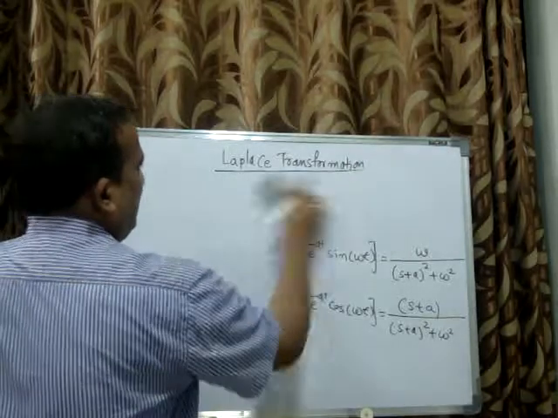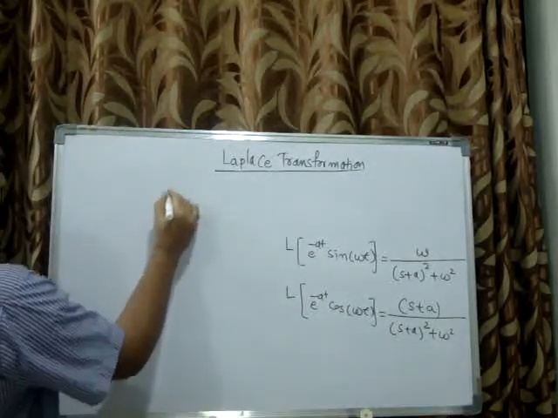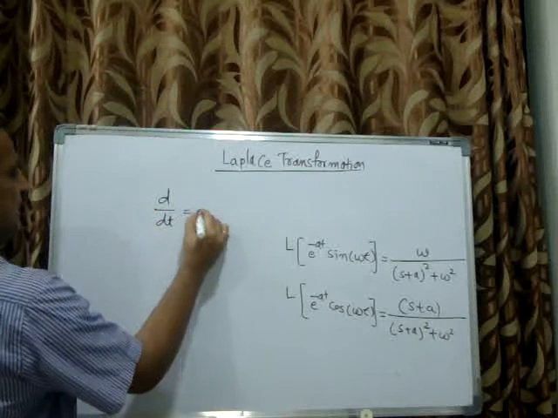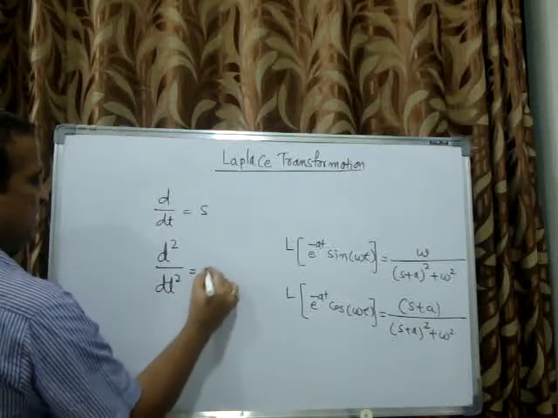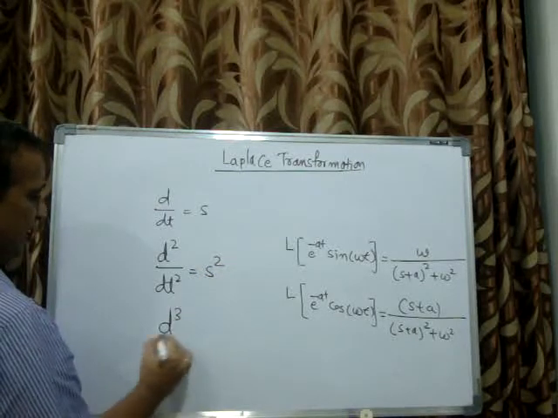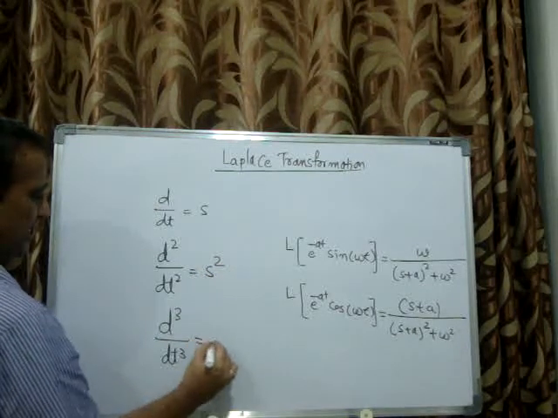Apart from this, the important Laplace is d by dt is s, d square by dt square is how much? s square. d cube by dt cube is how much? s cube.